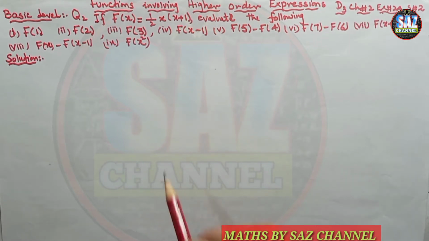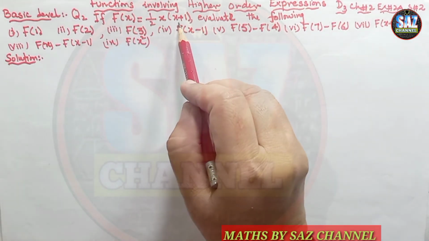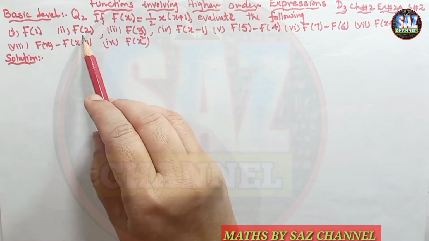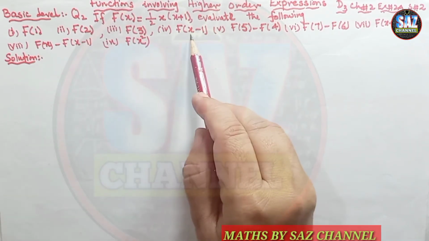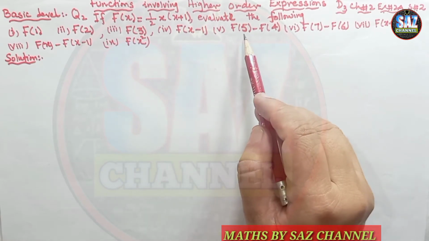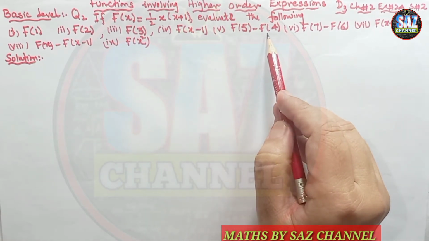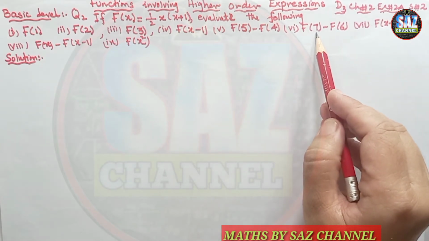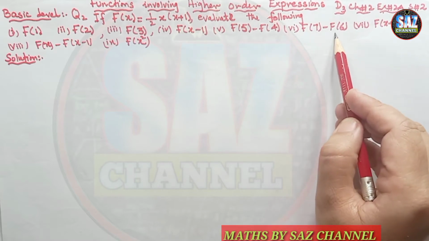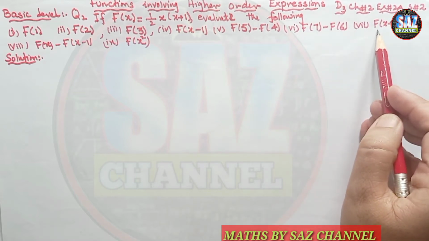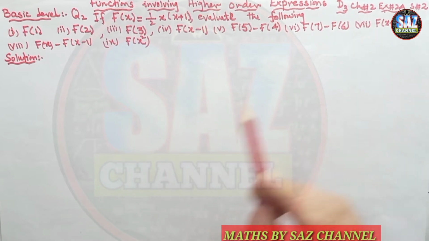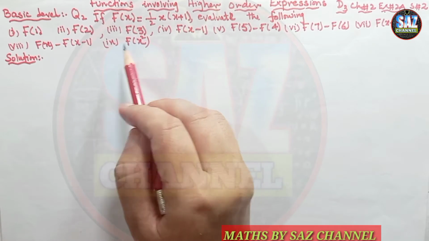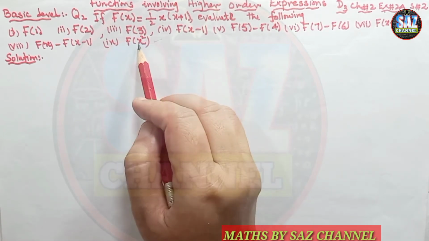Question says that if f of x equals half x into x plus 1, then we have to evaluate the following. F of 1, the second part is f of 2, third is f of 3, and fourth is f of x minus 1. In the fifth part, we have to take the difference between f of 5 and f of 4, and then the difference between the values of function at 7 and 6, and then we have to evaluate the function at x plus 1. The next part is f of x minus 1. And finally, in the last part, we have to evaluate f of x square.